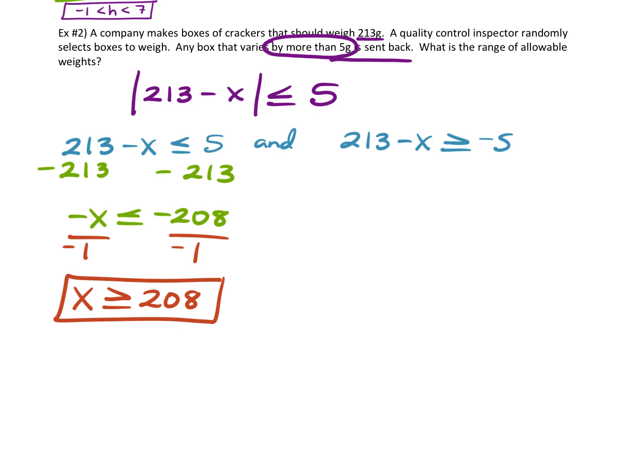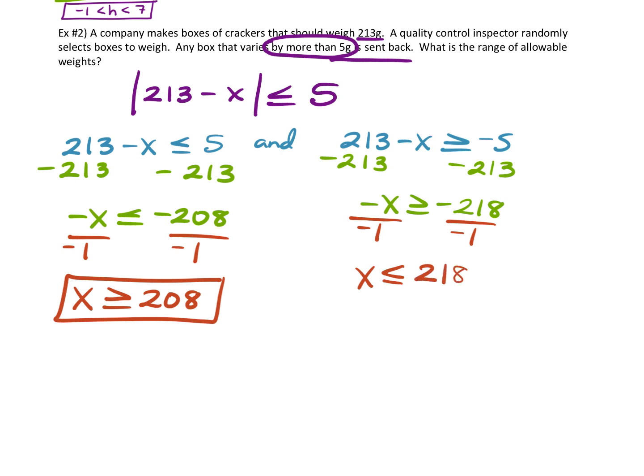How would you solve the one on the right? Subtract the 213 again. So a negative x is greater than or equal to a negative 218. Then what? Divide by -1. So you get what? x is less than or equal to 218. Yeah, you gotta flip it. That's 218 and that's 218.